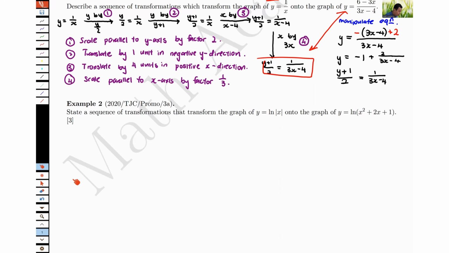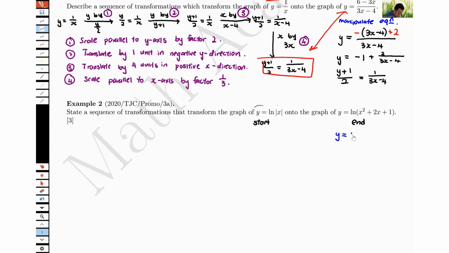Second question, I would like to go from, this is the start point, y equals to ln mod x, into this ending equation. It's not straightforward yet because first, there is a modulus. Second, in the new equation, there's a square. So it's not clear how to go from x to x squared, but this is a ln equation. There are things we can do to manipulate.